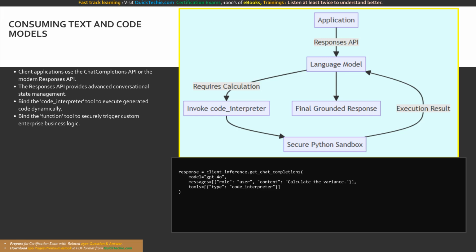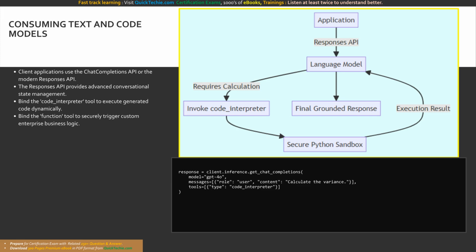Furthermore, you can extensively use the function tool, which securely allows the model to output structured JSON, instructing your backend application to run custom business logic like checking a secure inventory database, and return the live result back to the model context. By mastering the responses API and deeply integrating these powerful tools, you completely elevate your language models from simple text generators into highly capable, autonomous orchestrators.